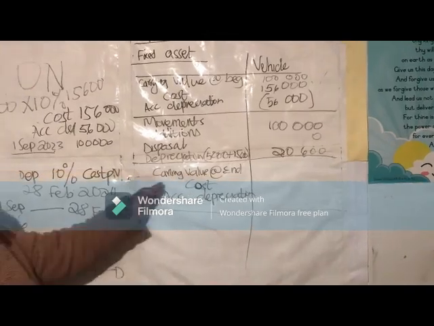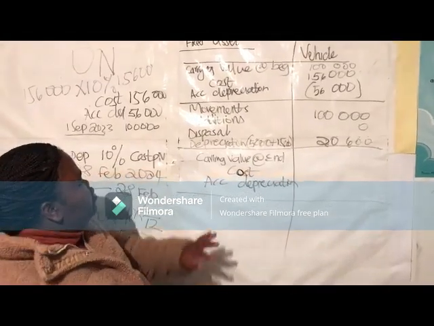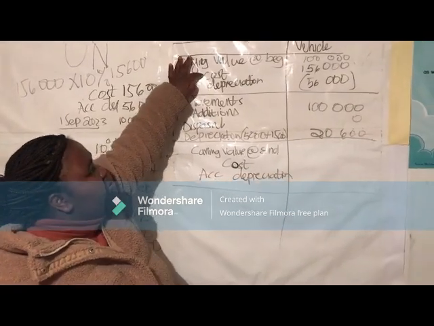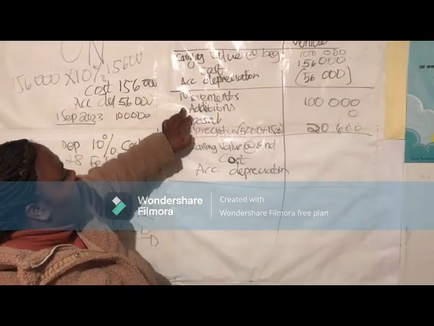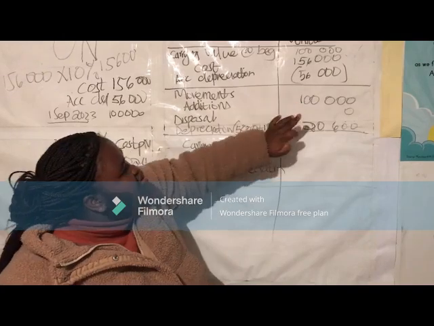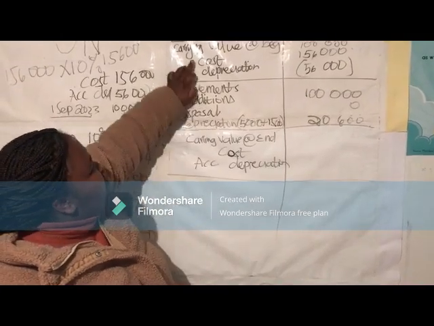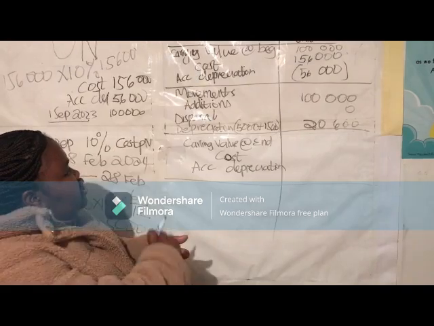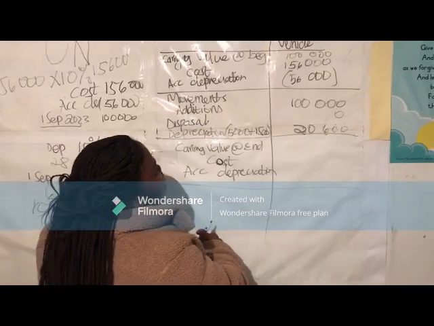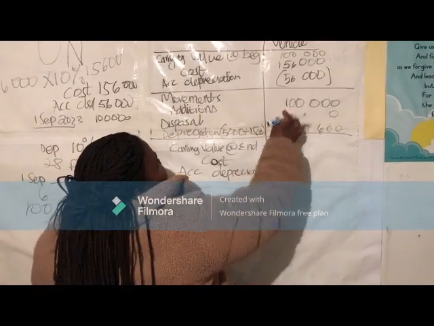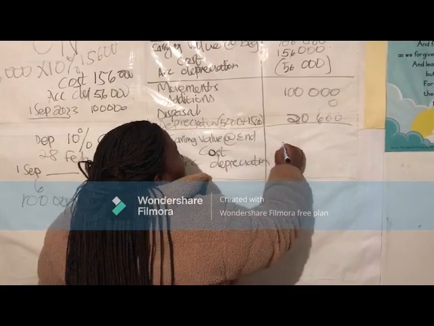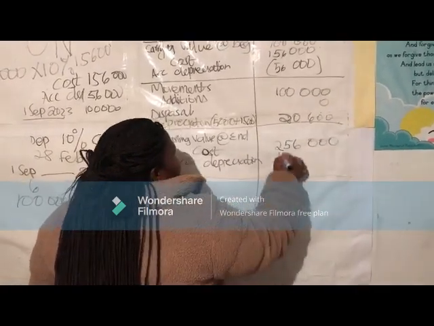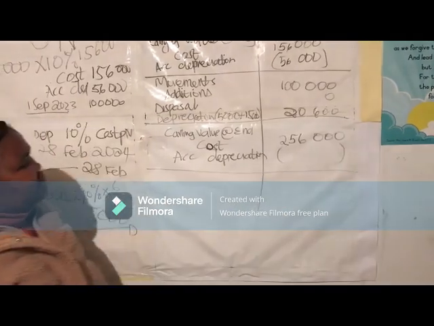Now, let's come to the cost at the end. How do we get the cost at the end? Remember, we have the cost at the beginning, which is 156. We also bought an additional asset. So the cost now at the end will be the cost at the beginning plus this additional asset, which is going to give us 156 plus 100, which is 256,000.